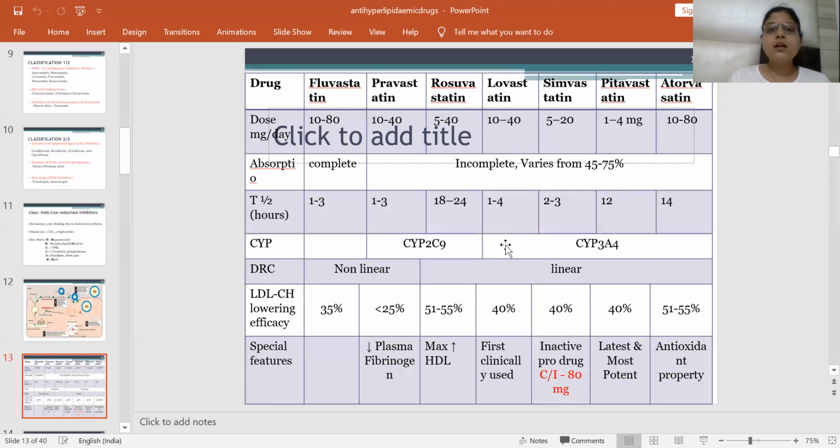These are the various drugs: statins, fluvastatin, pravastatin, rosuvastatin, with their pharmacokinetics given. Rosuvastatin has the maximum HDL increasing capacity. It is the longest acting statin, and the inactive prodrugs are lovastatin and simvastatin. Pitavastatin is the latest and most potent, and atorvastatin is known to have an antioxidant property.